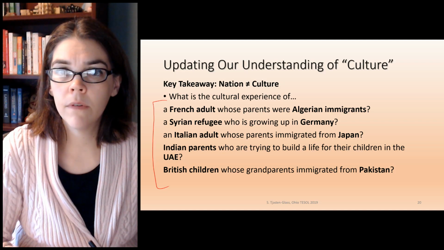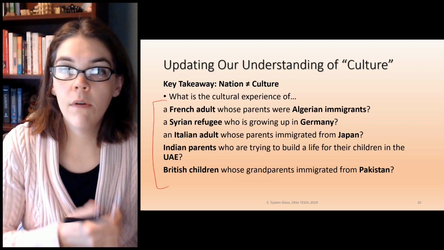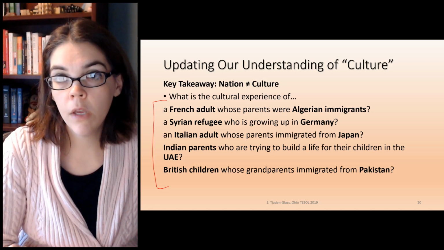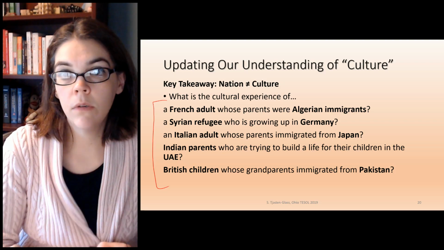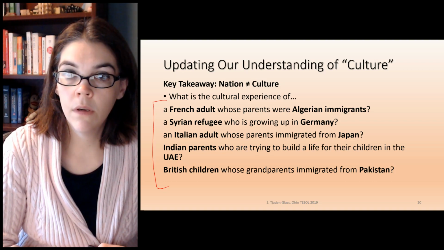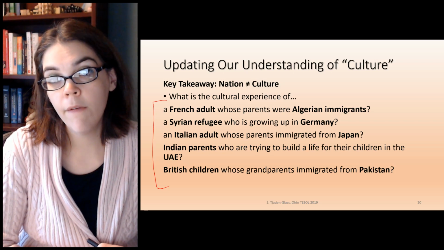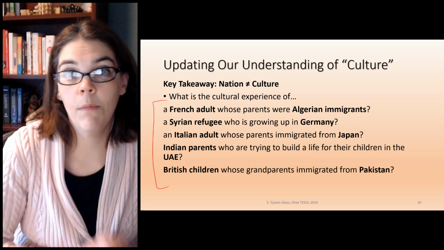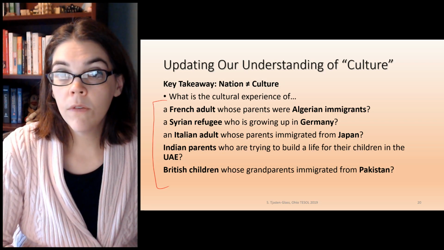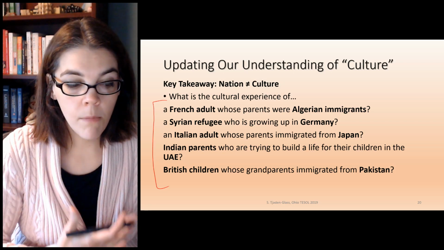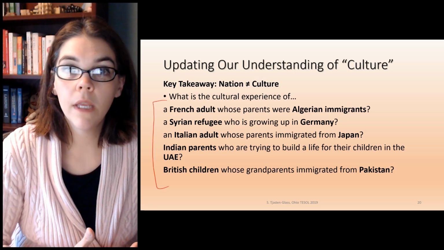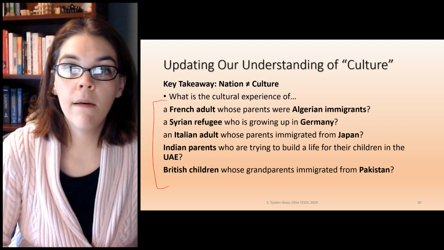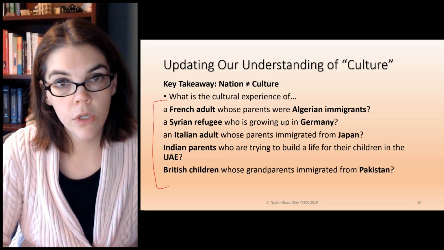These are their lives. What is the cultural experience of a French adult whose parents were Algerian immigrants? Or the Syrian refugee who's growing up in Germany? Or an Italian adult whose parents immigrated from Japan? Or Indian parents who are trying to build a life for their kids in the UAE? Or British children whose grandparents immigrated from Pakistan? So in a time where people's cultural backgrounds and their existences are becoming more and more complicated, we need to have a better understanding of what culture is.